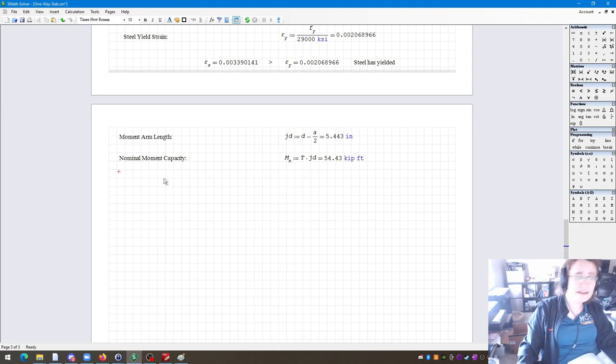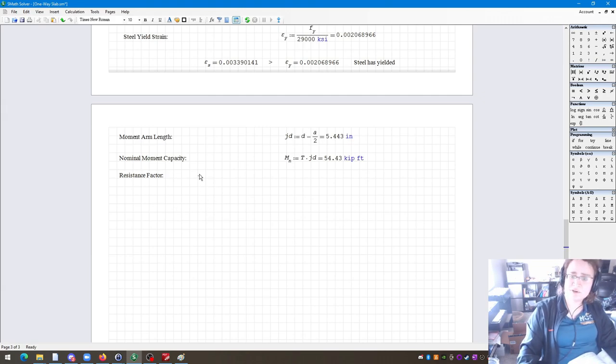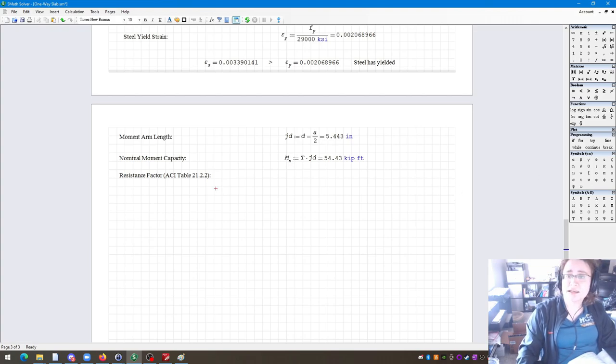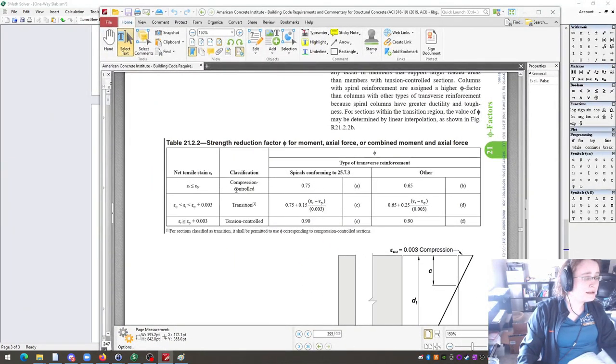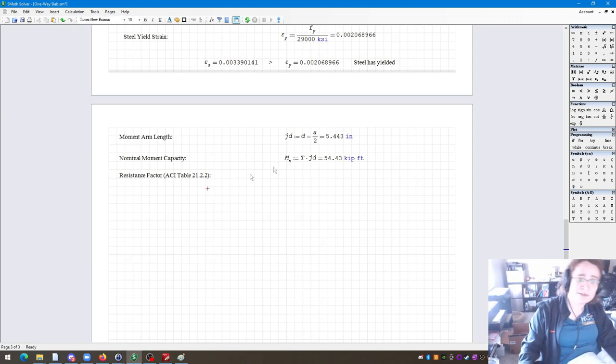And now I want to get our phi Mn. So our phi value, or our resistance factor, we need to figure out if we're compression controlled, transition, or tension controlled. And again, this will be in ACI table 21.2.2. Here, we're dealing with combined moment and axial force. And we need to compare the strain in our tension reinforcement to the yield strain of that.